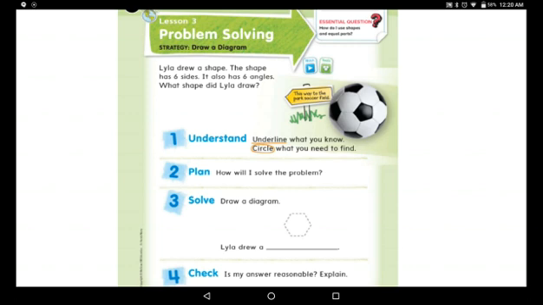Our lesson today is going to be problem solving. We will use a strategy. This strategy is to draw a diagram. I need to draw a diagram. What's the meaning of diagram? It's a shape, okay? Or a picture or a figure, okay?